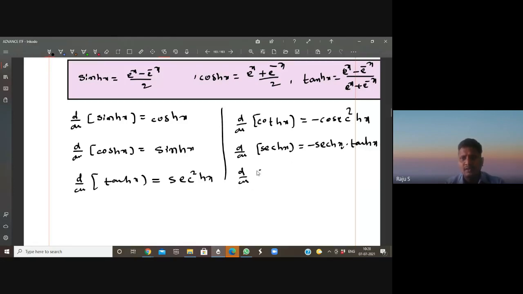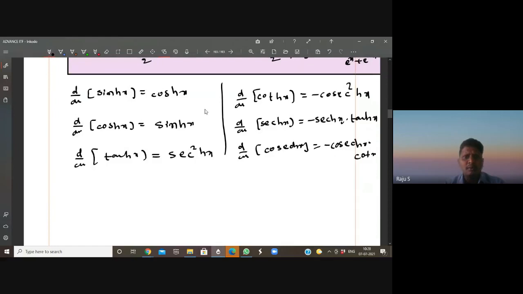And d by dx of cosecant hx will finally be minus cosecant hx cot hx. I think in the Master G synopsis, almost all formulas are given. You can go through that once.